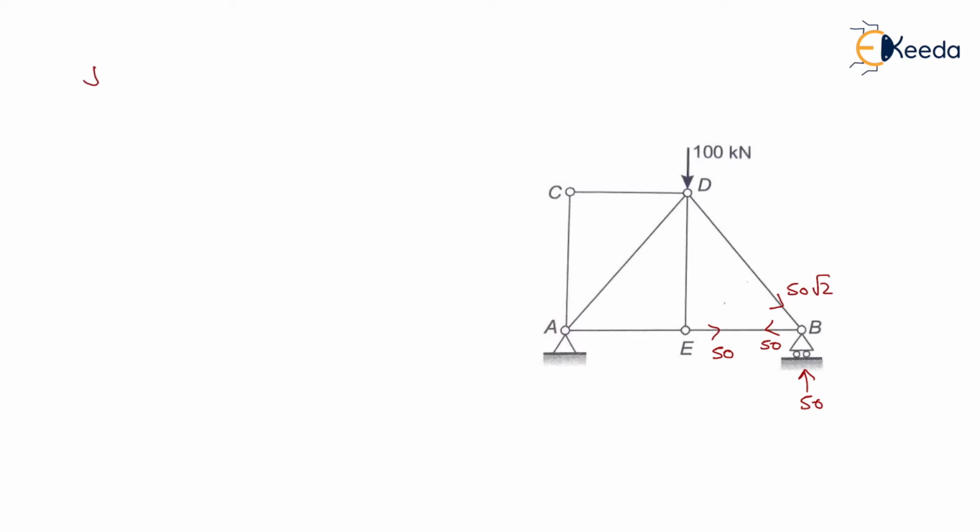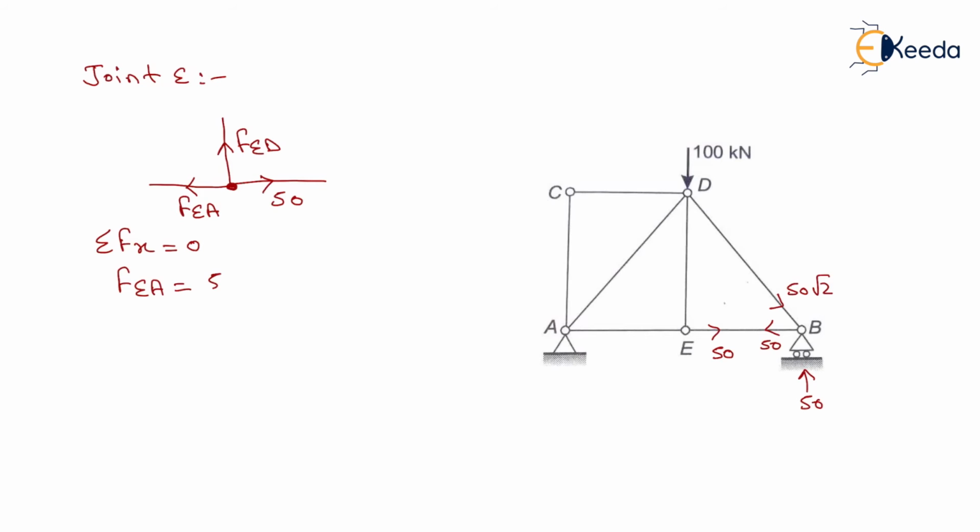Now we have to consider joint E. At joint E, three members are connected: one is vertical and two are horizontal. The force in member EB equals 50 kilonewton, and let the force in member EA be FEA. Similarly, the force in vertical member ED will be FED. For finding FEA, we use the equilibrium condition that the summation of forces in the horizontal direction equals 0. Therefore, FEA equals 50 kilonewton.